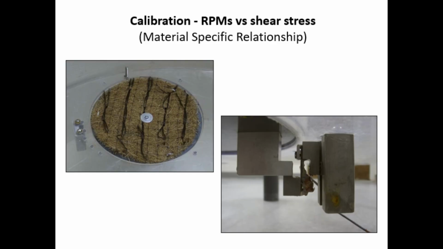The relationship between impeller revolutions, RPMs, and the associated shear stress on the tested product is directly related to the roughness of the tested material. To determine this relationship for each type of material, an extensive calibration phase is required.